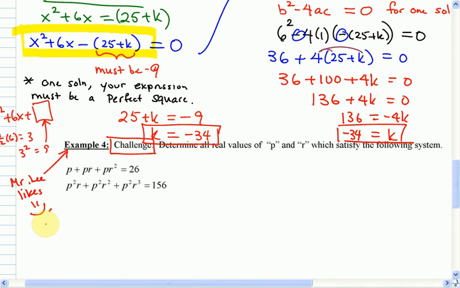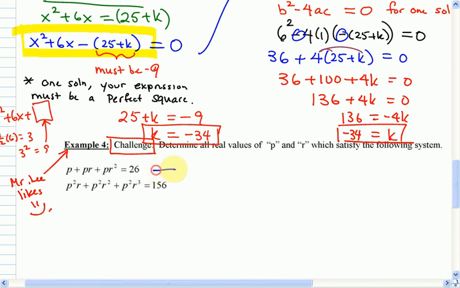Ladies and gentlemen, this one's nasty. Let's take a look together. This is a system of equations with 2 variables, but it's so nasty. How do I solve this one?